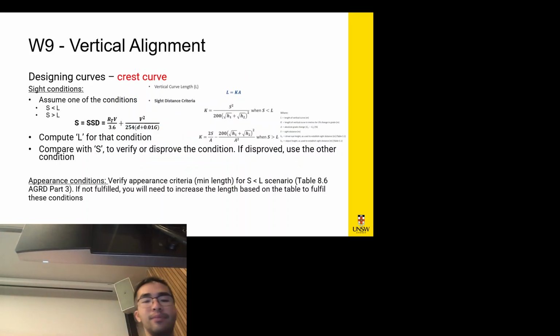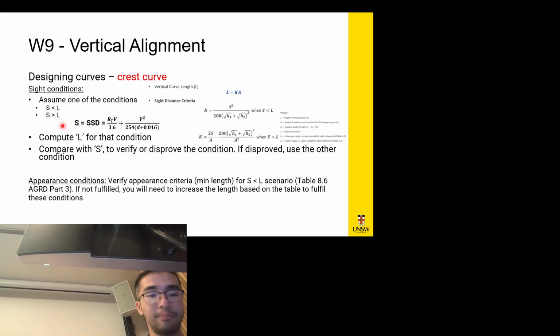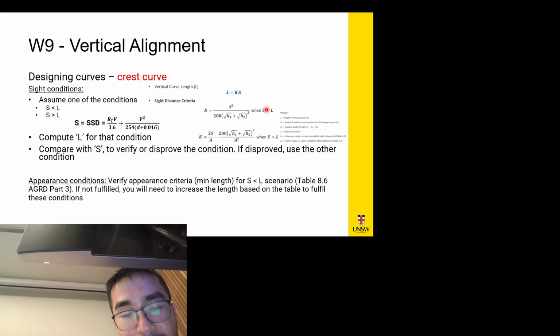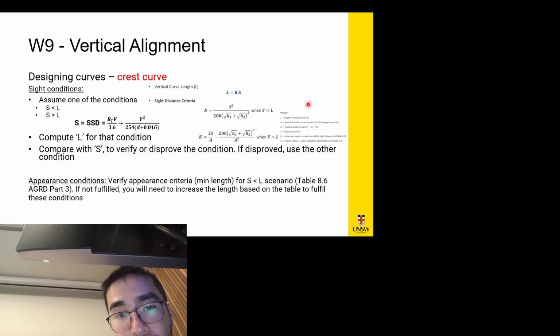Now, how do we design them, you may ask? The first thing you need to do is you need to assume one of the conditions. So say, for example, S is less than L. You calculate what K is. And all these parameters are right here, and you can get some of them from the AGRD.